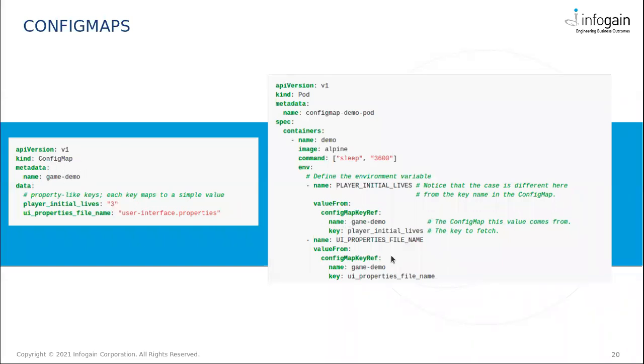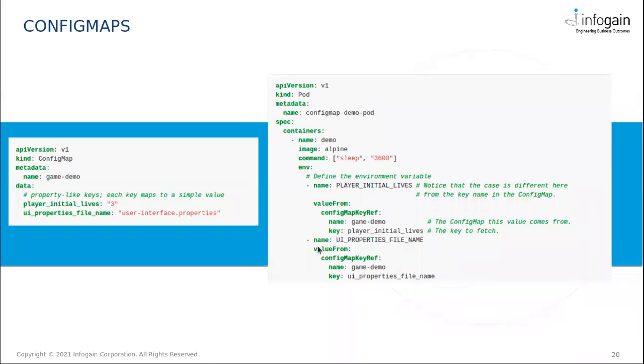There can be multiple config maps in your source code repository, so you need to pass in the name. The name will be game demo. This name should match with this one, and the key which you want to fetch is this key. If you fetch this key, it will give you the value 3. This value 3 will be stored inside this environment variable, which is the player initial lives.